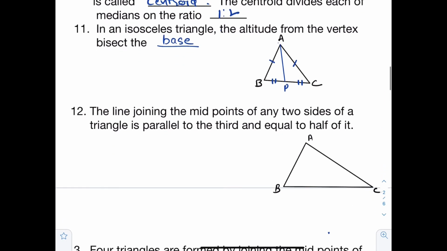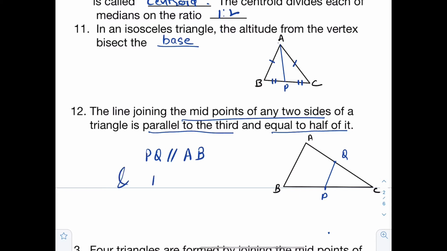Now the 12th one. The line joining the midpoint of any two sides of a triangle is parallel to the third side and equal to half of it. It means suppose P is the midpoint of BC and Q is the midpoint of AC. So when we join PQ, we have line PQ. In this case, PQ is parallel to AB and PQ is half of AB.